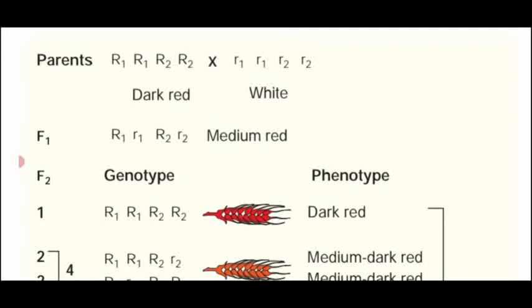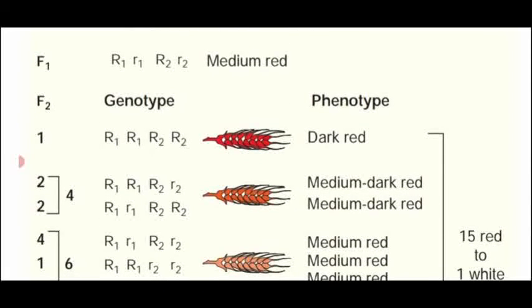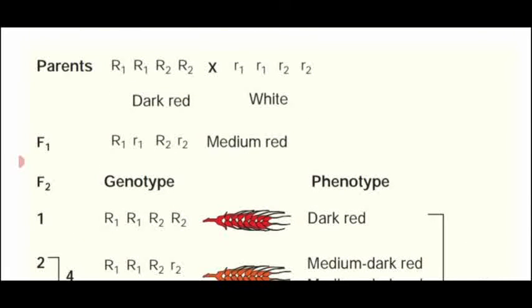So these are different genes which determine the color, or a single trait of an organism. It is known as polygenic interaction. Here in the F1 generation all the alleles are expressed simultaneously and equally. So that is named medium red with the heterozygous condition.